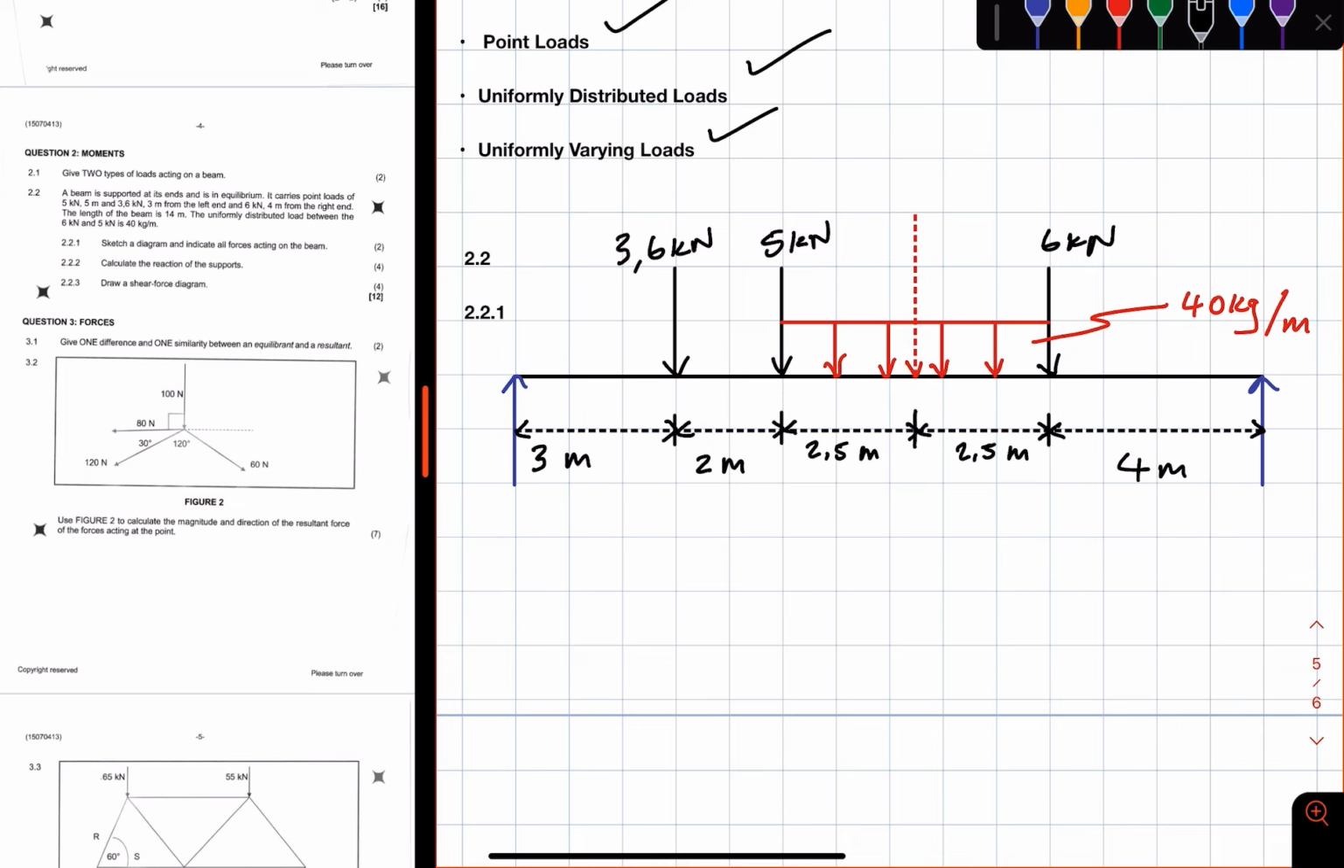And then we have 6 kilonewtons, right? 4 meters from the right. So 4 meters from this end, we have what? 6 kilonewtons, right? And then I said the length of the beam is 14 meters. And then the uniformly distributed load, so we have a UDL between 6 and 5 kilonewtons, right? So between 6 and 5 kilonewtons, right, we have a uniformly distributed load, otherwise known as a UDL, and it is 40 kgs per meter, right?